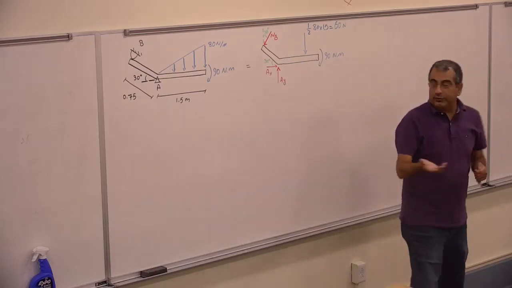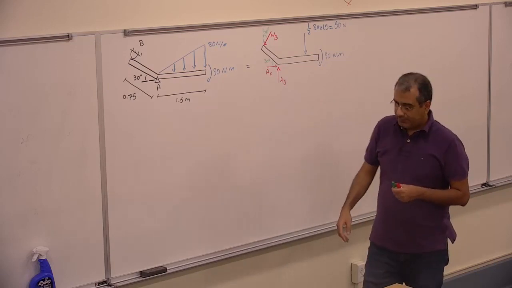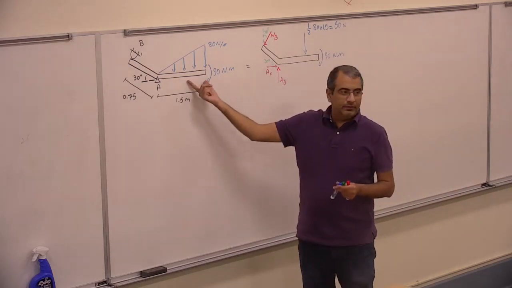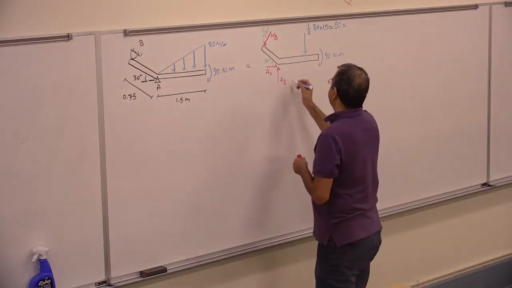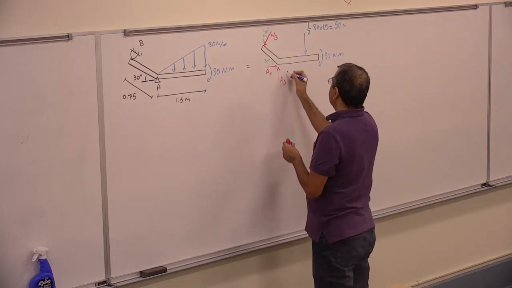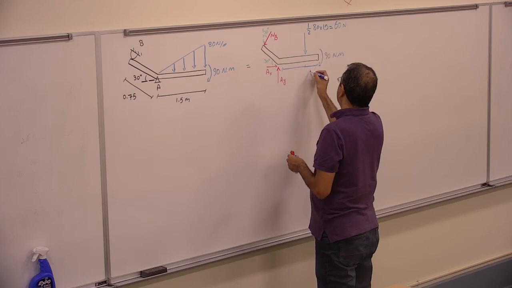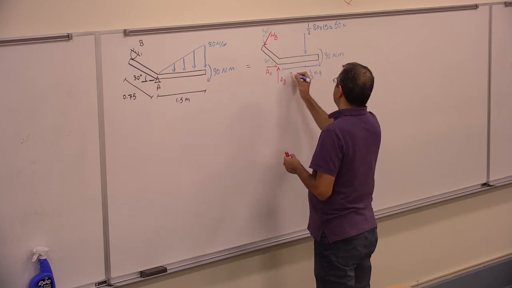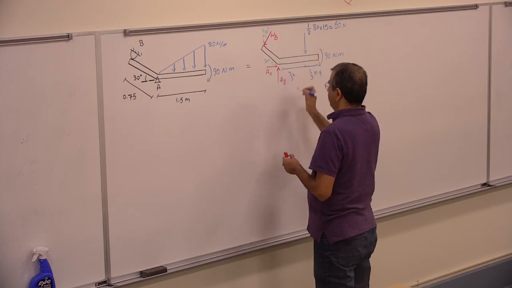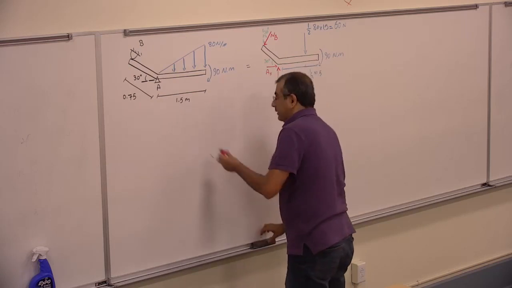The only thing left is the location of that force. The location of that is 1/3 from the base or 2/3 from that. So from that end, it's going to be 1/3 of 1.5, or here is 2/3 of 1.5, the interior length.